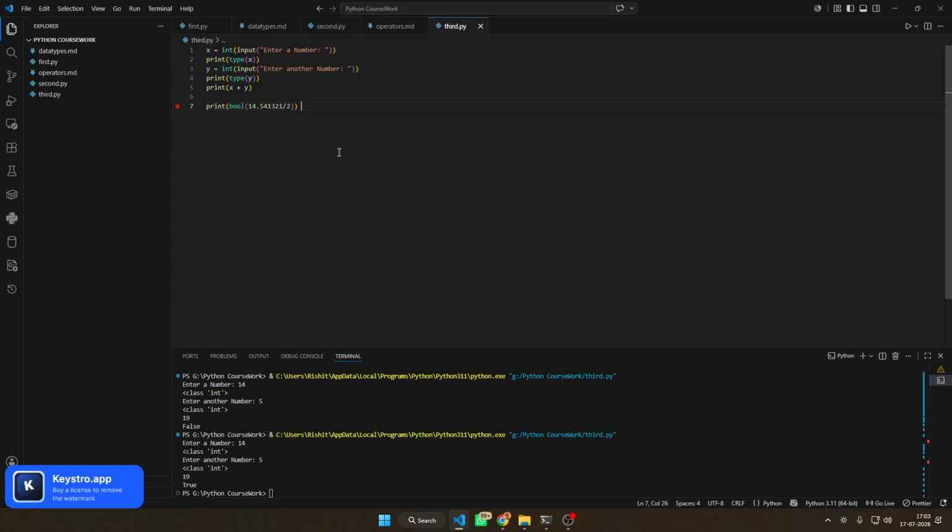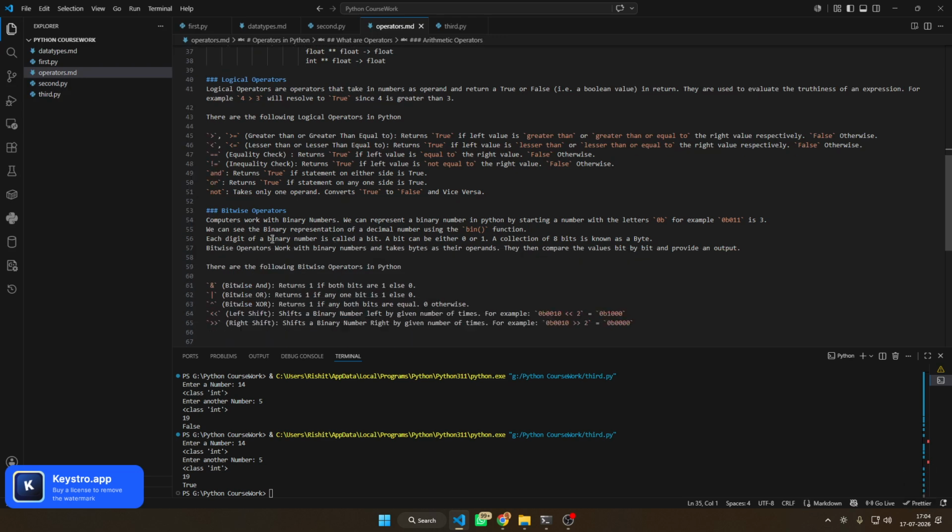Okay, the last thing I would like to talk about today is the binary operators, also known as the bitwise operators. So let us see what bitwise operators actually are. We can name this file bitwise.py.